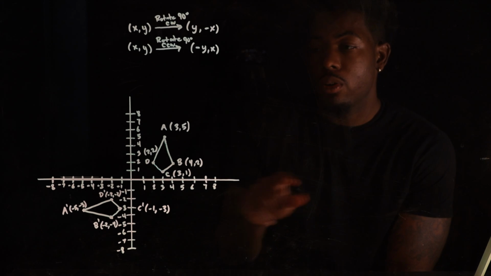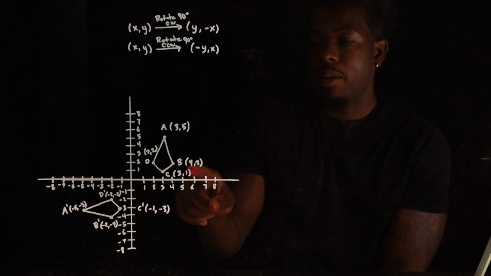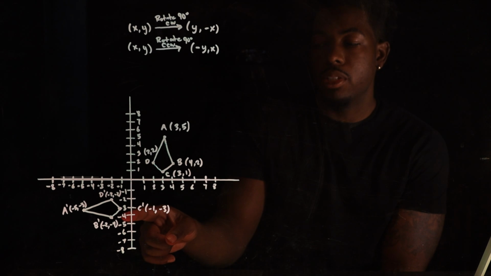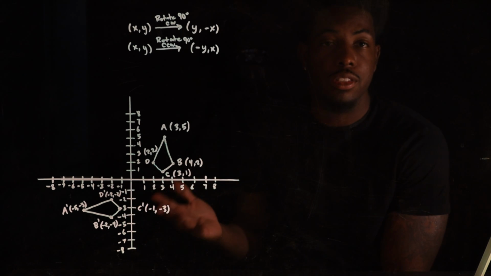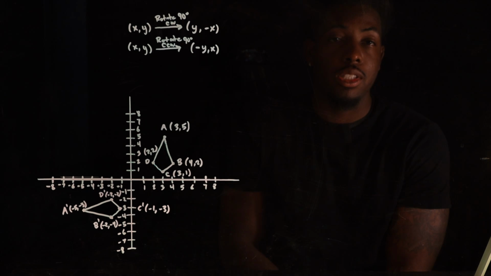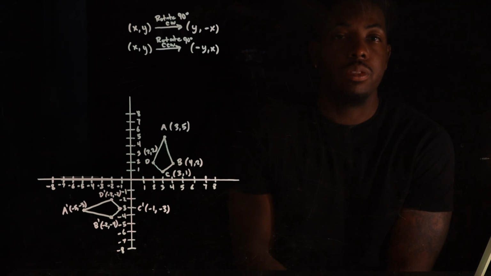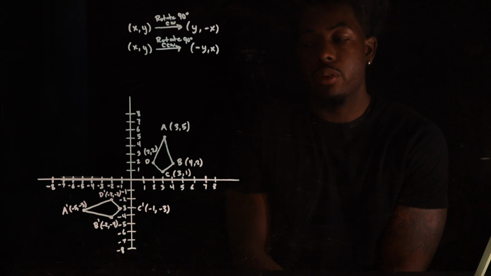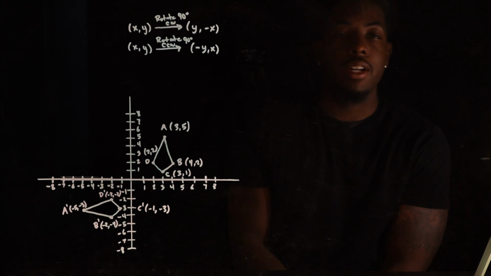So, for example, I want to place shape ABCD directly on top of A prime, B prime, C prime, D prime to prove that these two shapes are indeed congruent. How do I do that? I need to be able to explain a sequence of transformations to place one directly on top of the other. So let's go ahead and take a look at this.